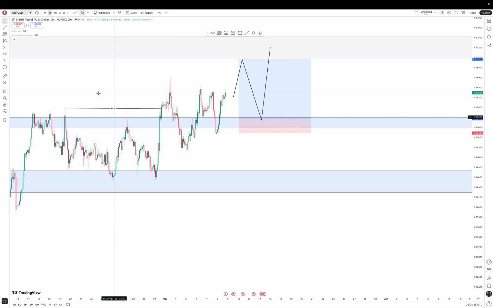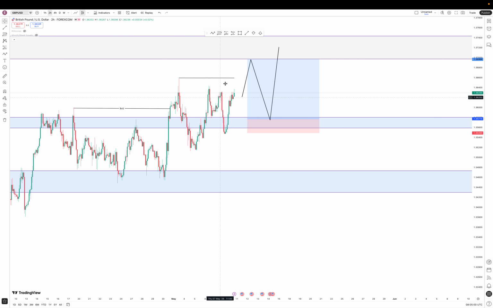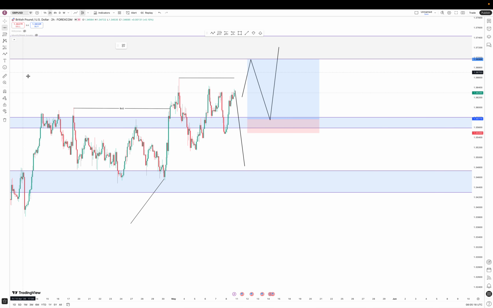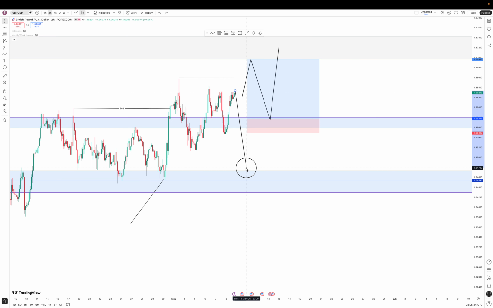So since this was the last break of structure, we'll be expecting a new break of structure. Except the market decides to pull down. But don't be deceived, even if it pulls down, since this was our major swing low, if the market doesn't break below this blue bar here, that means we are still on an uptrend.